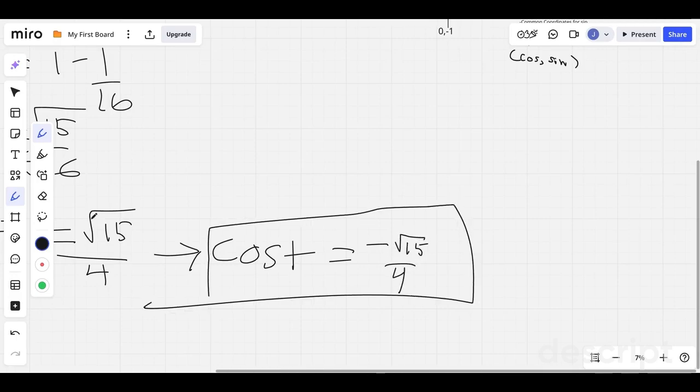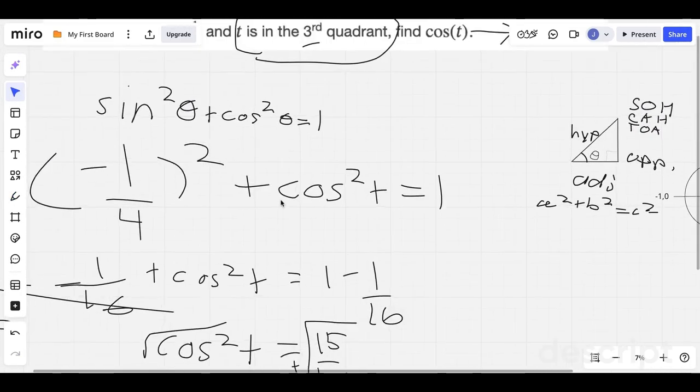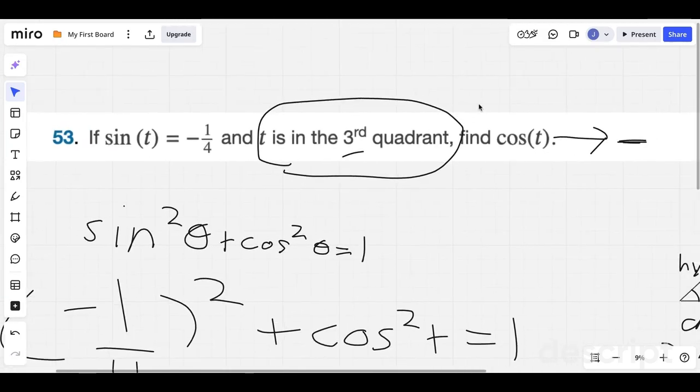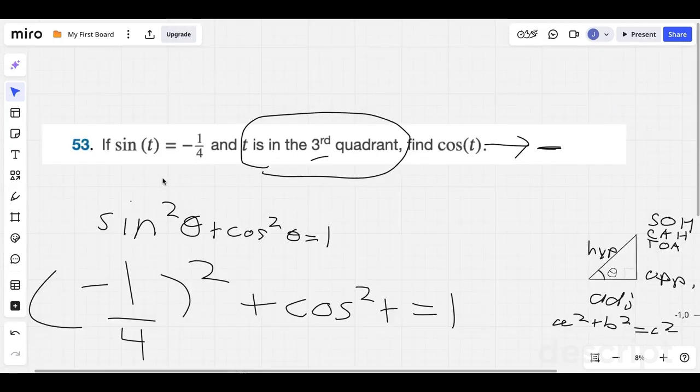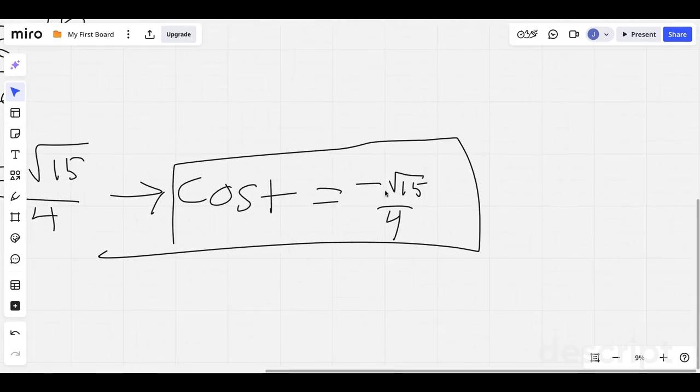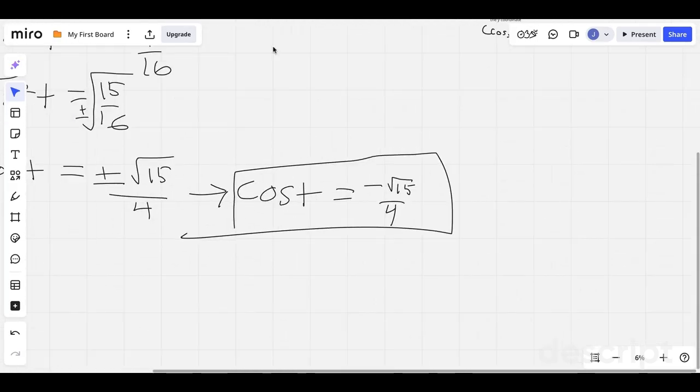This whole question is basically just relating the Pythagorean identity to finding out a missing cosine or sine. In this case, we did not know what cosine was, but we knew what sine was, so we were able to find out what cosine was, which is negative root 15 over 4.